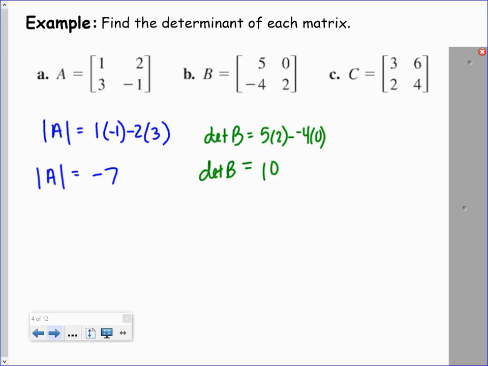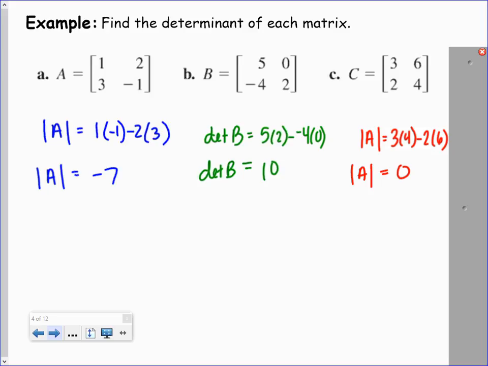Grace, what did you get for the determinant here? What's that? 0. Very good. So we can take this discussion back to that inverse section that we talked about, section 8.3, and I could then ask, which of those matrices, A, B, or C, does not have an inverse?